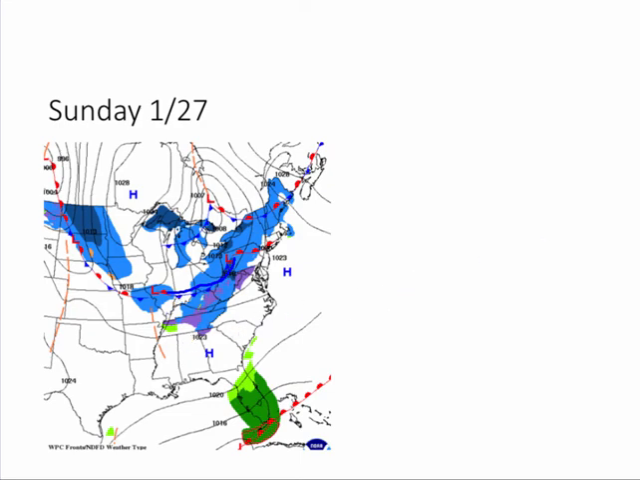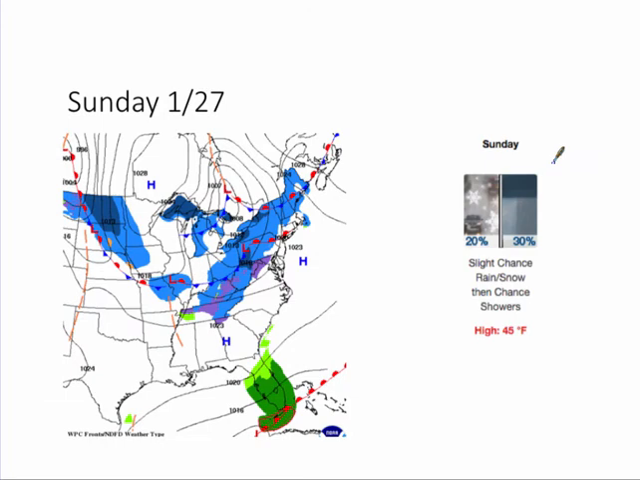So if I look at tomorrow, the high is 45, similar temperatures. It looks like I've got a slight chance of rain, snow, and then a chance of showers. That's what happens when this cold front finally hits us tomorrow. This map is the projection for noon.